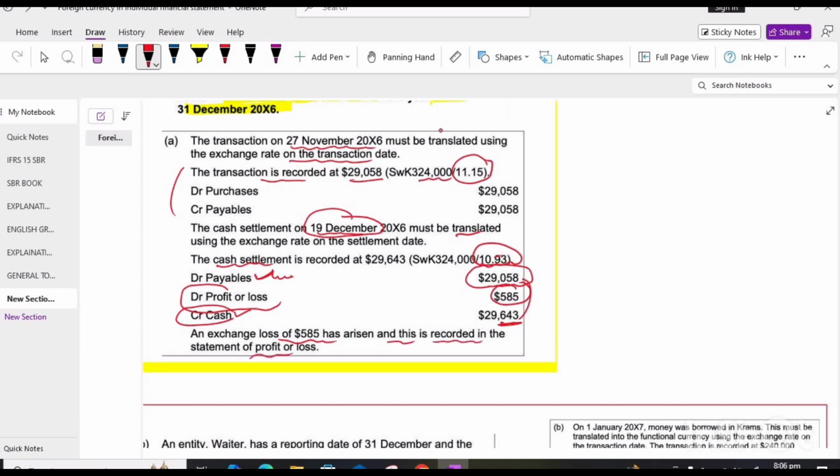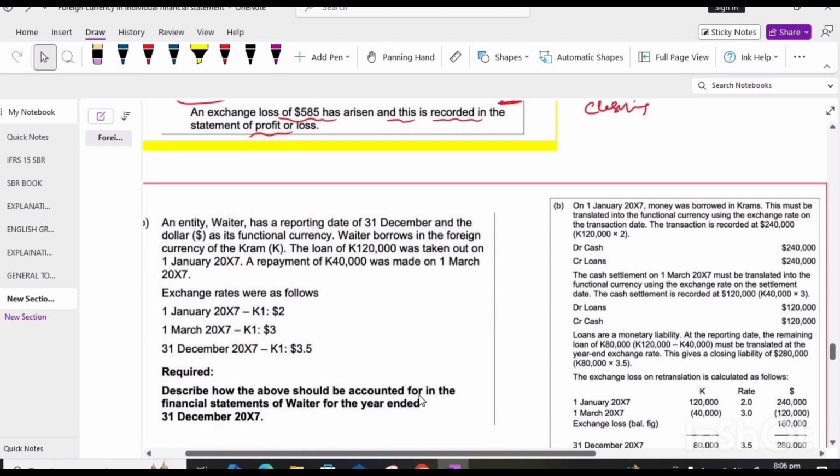So the exchange loss of this amount has arisen, and this should be recorded in the statement of profit and loss. So first you will translate the transaction, and for that you will use the spot rate. Now if there is settlement, then use the spot rate at the settlement date. If there is no settlement and the item is monetary, then you have to retranslate using the closing rate. If it is a non-monetary item, then there is no need for retranslation. Clear? This is very simple.